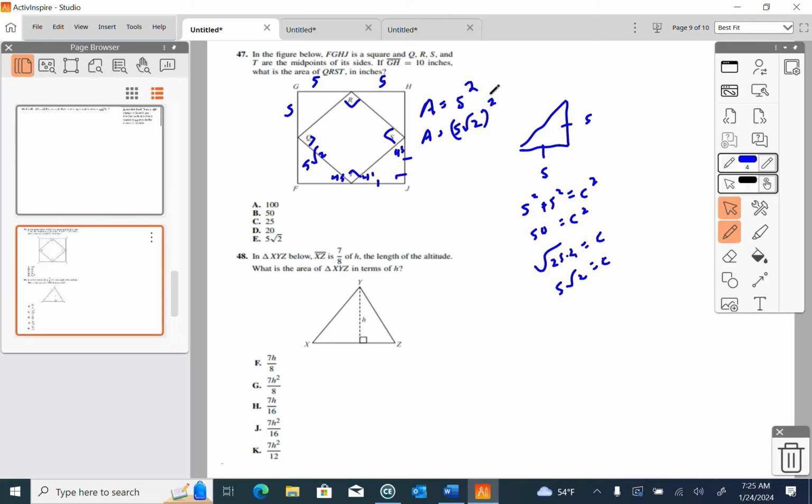If you're going to be a button pusher in a calculator, you've got to use parentheses on this, okay? But be better than a button pusher. 5 squared is 25. Root 2 squared is 2. And the area is simply 50.